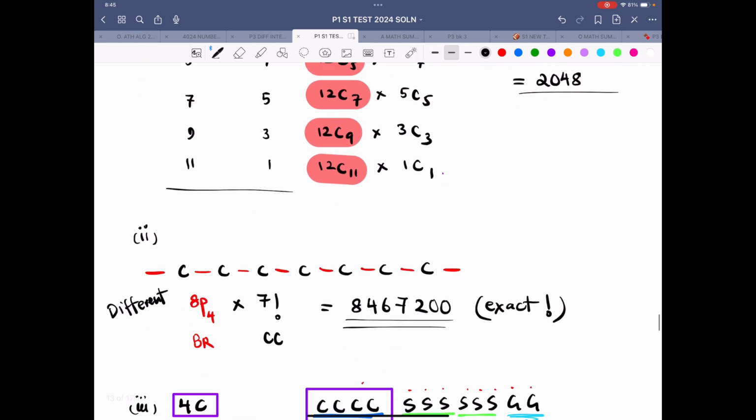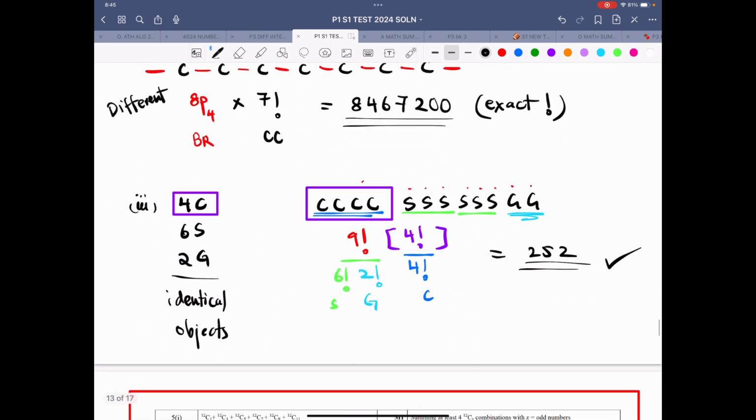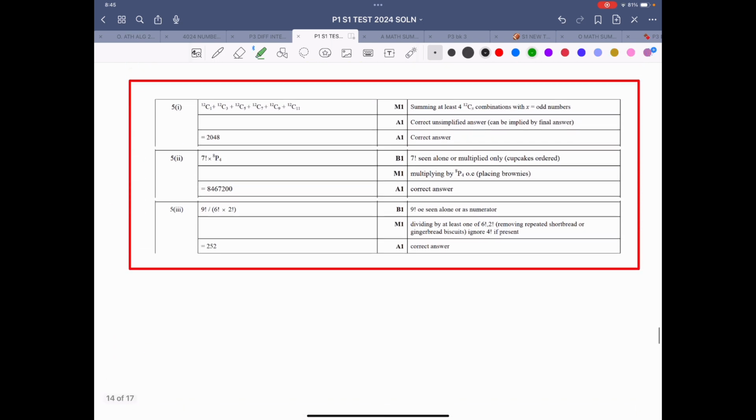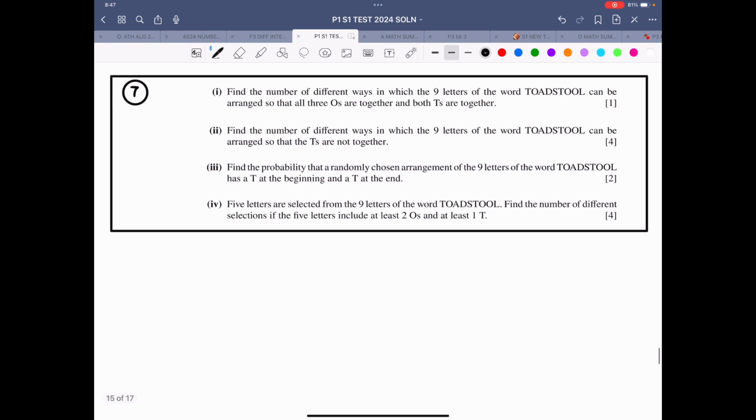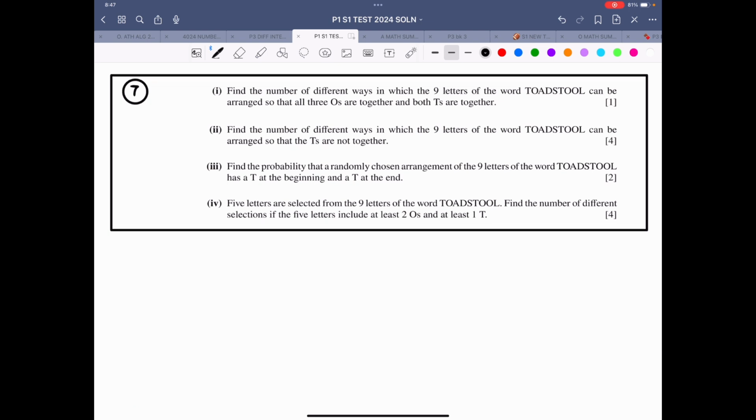So the first answer is 2048, then this big number, and then 252. So let me highlight it over here. That's 2048, 846, 7200, and 252. Question, that is question number 7. That was the last question of this paper.